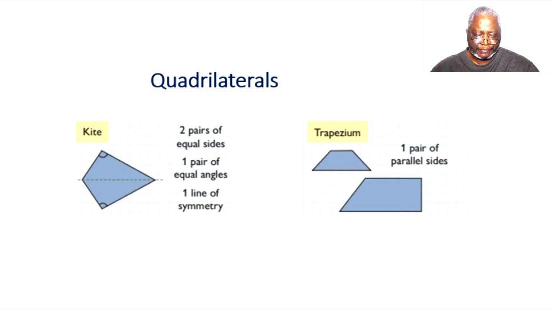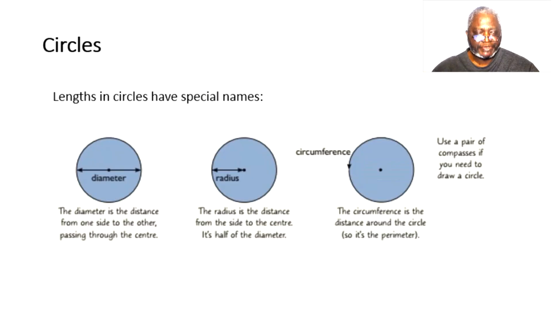You also have the kite, which has two pairs of equal sides, the top side and the lower side. I know kites very well. When I was a kid, we used to play with kites a lot. It has one pair of equal angles and one line of symmetry. You fold it longitudinally, you will have two mirrored sides. And then you have a trapezium, one pair of parallel sides, but no side is equal. Circles.